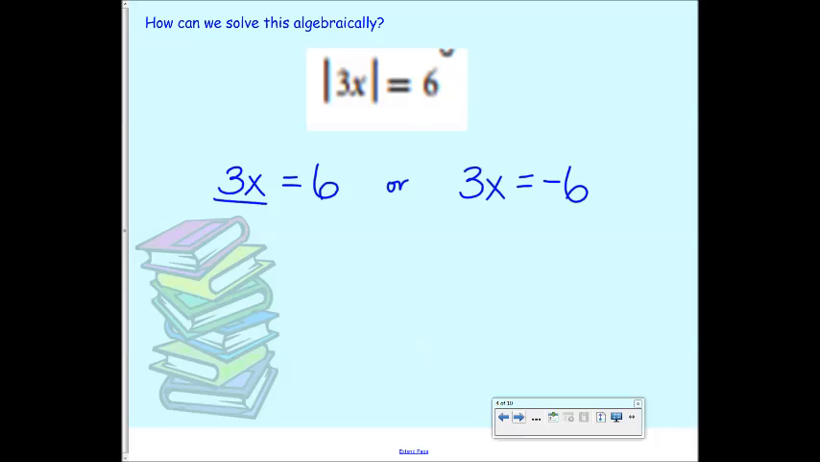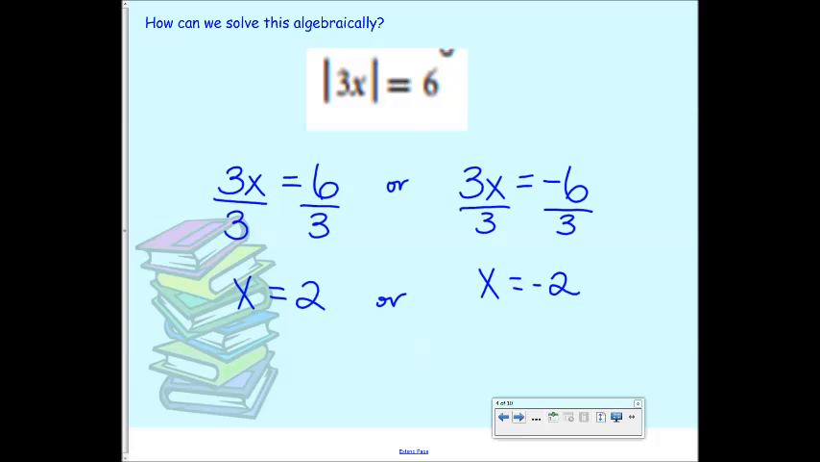And then, now to isolate the x even further, I need to get rid of that 3. So I divide by 3 on both sides, and I get x equals 2, or divide by 3 over here, and I get x equals negative 2. So to solve this algebraically, that's what I'm going to do there.